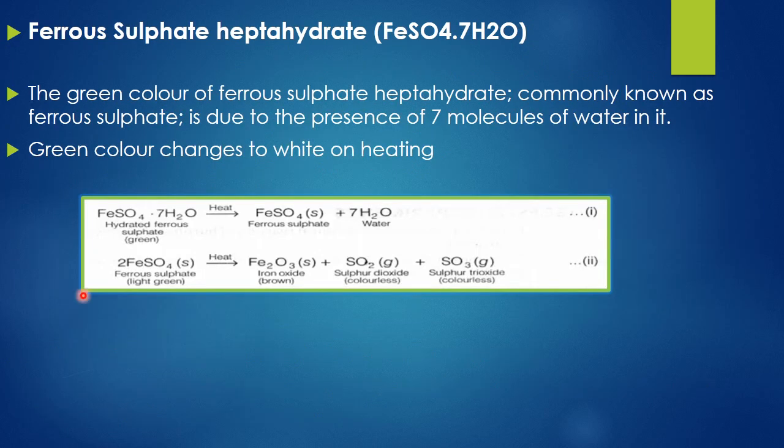Another example, ferrous sulfate heptahydrate. It has seven water molecules. If you heat it, these seven water molecules are going to evaporate, and this green hydrated salt will become anhydrous. It will become white in color. And of course, if you heat it further or strong heating is done, then it will decompose into simpler substances, that is, thermal decomposition will take place.